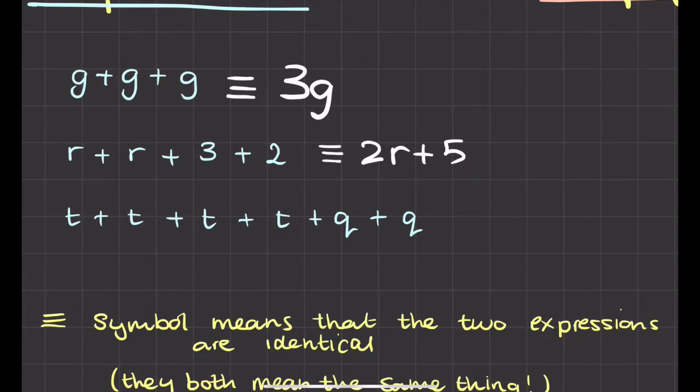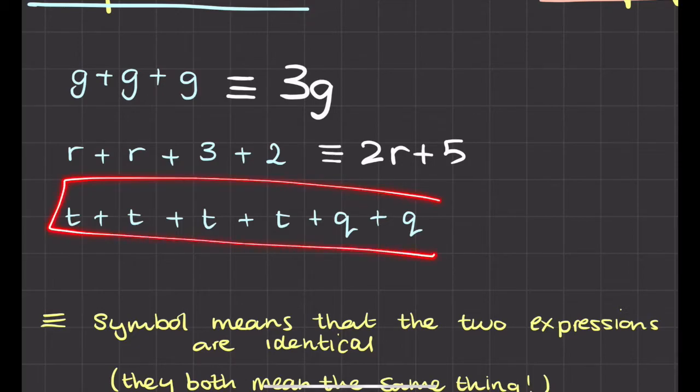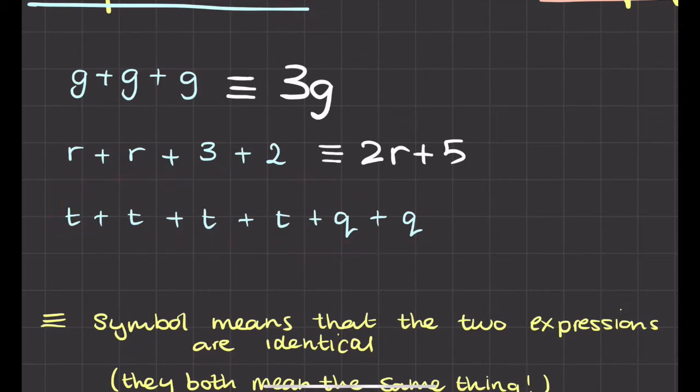So when we do harder questions, if we're working with something that's simpler, it's going to make our lives a lot easier. So let's have a go at another example. Here's another expression, t plus t plus t plus t plus q plus q. So what I want to do to simplify it, I want to collect my like terms. So t is the same as t, and then there we go, they're all the same, aren't they? They're all t's. How many groups have I got of t? I've got 4 groups of t, so 4t.